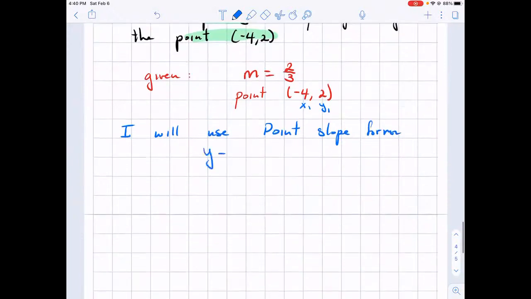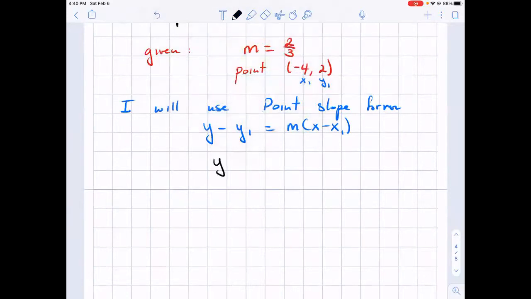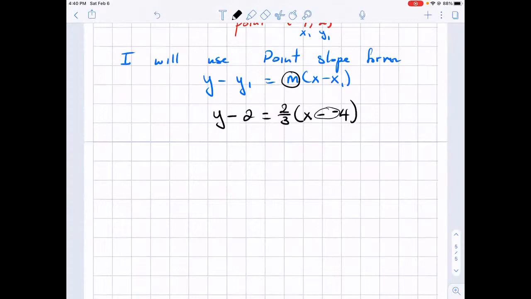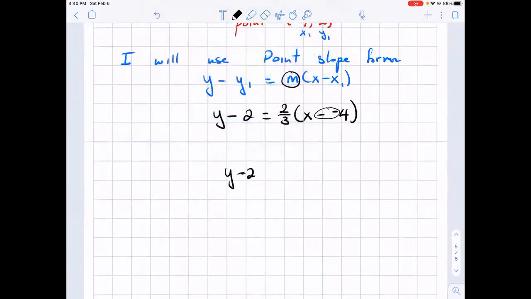which is y minus y1 equals m times x minus x1. Plugging in the values, okay, we have y minus y1 is 2, m is two-thirds, x minus x1 is a -4. So these two negatives become positive. So we have y minus 2 is equal to two-thirds x plus 4.